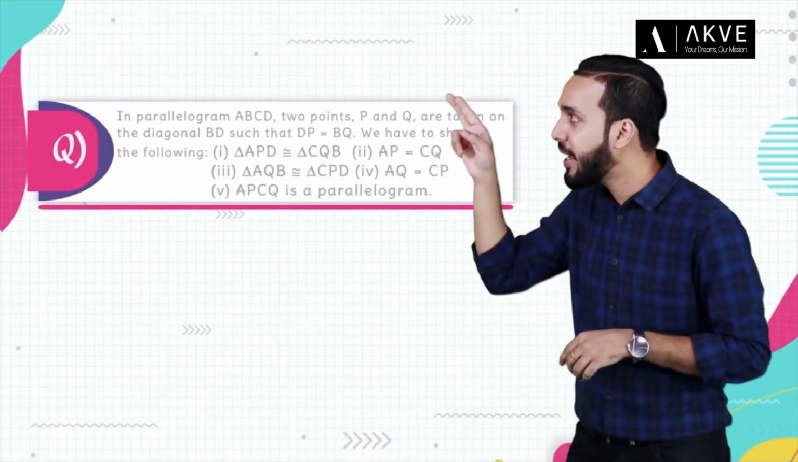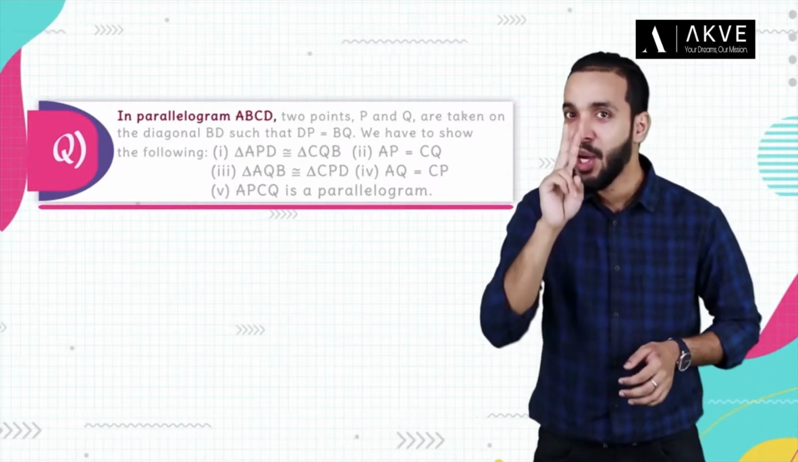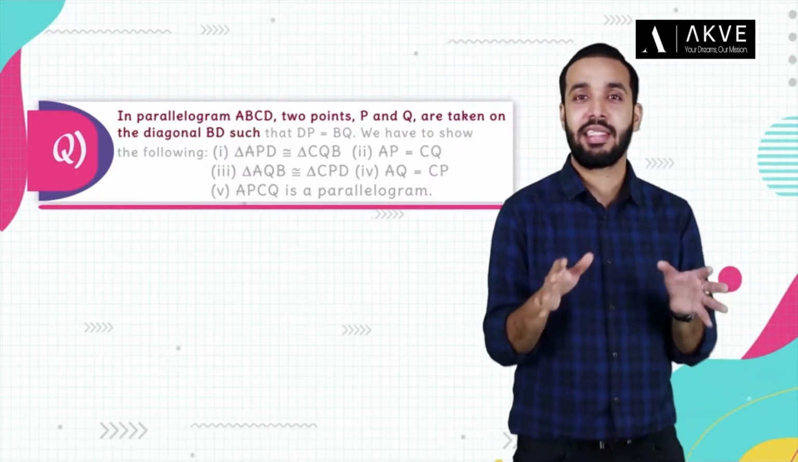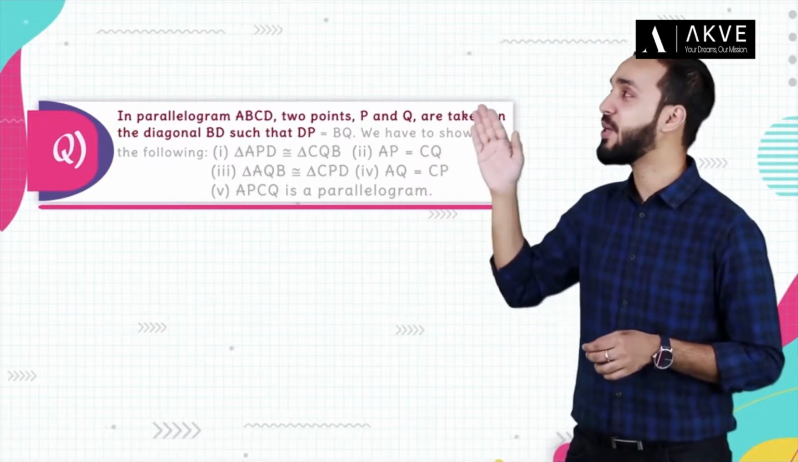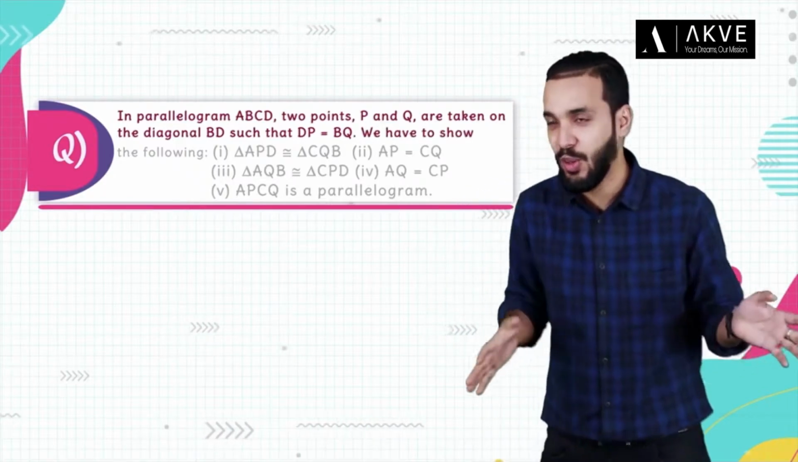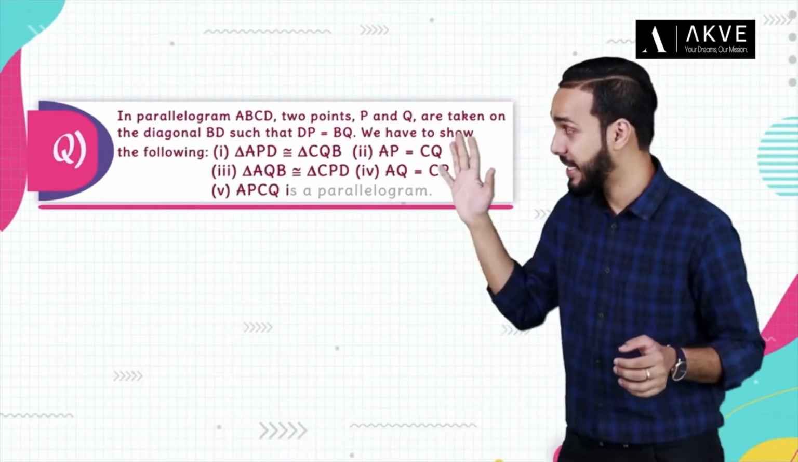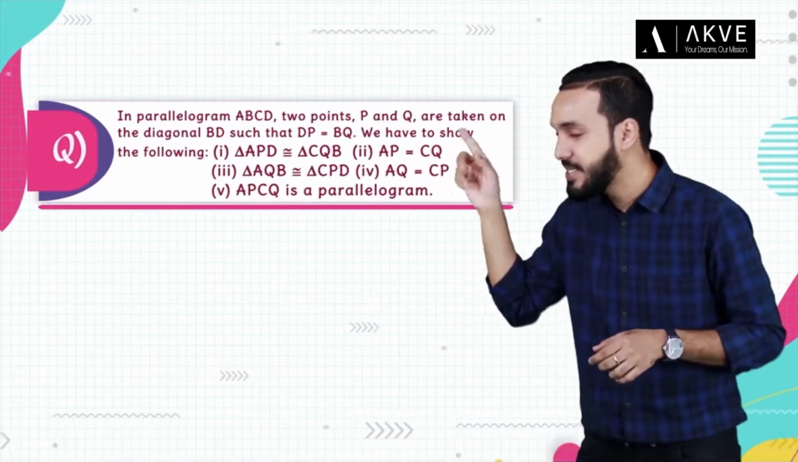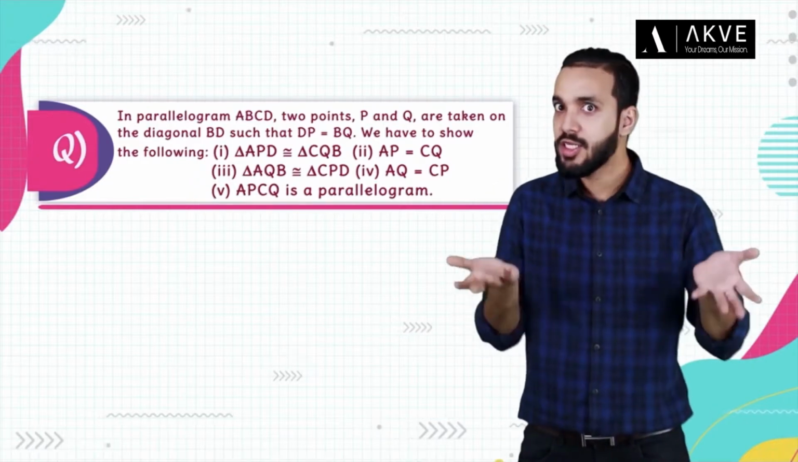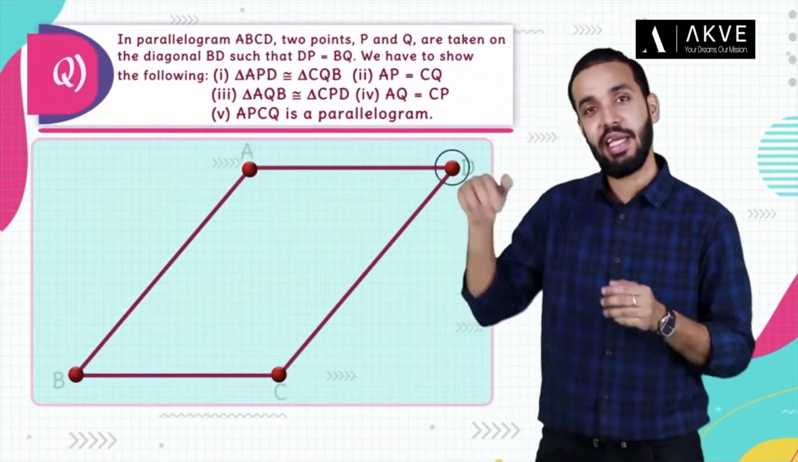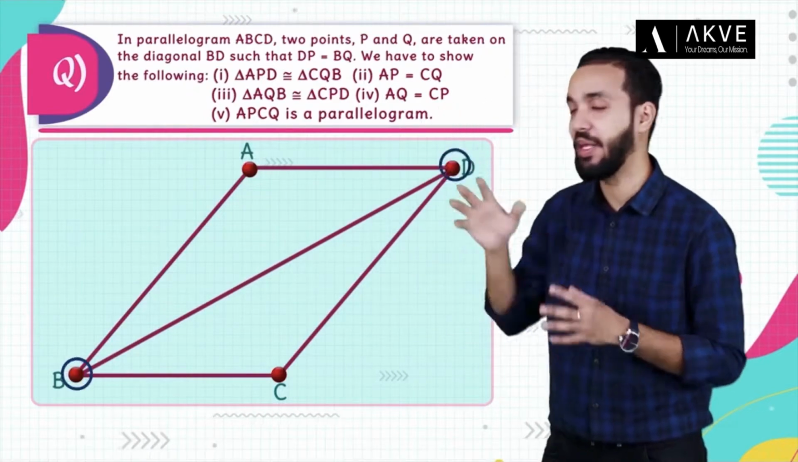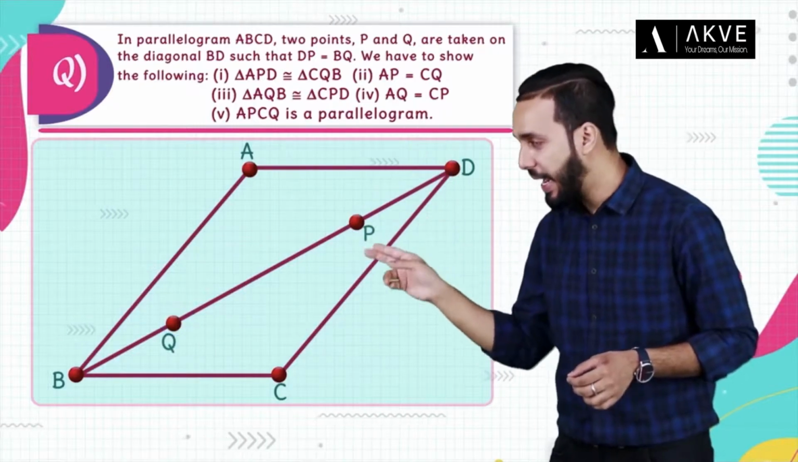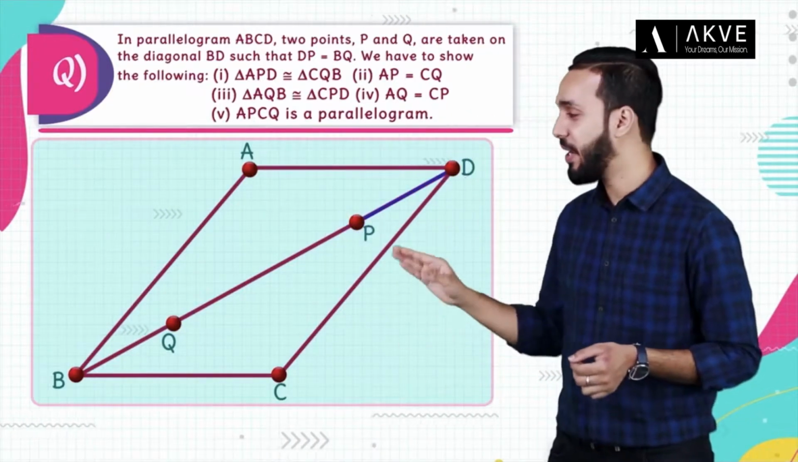It states that in parallelogram ABCD, 2 points P and Q are taken on the diagonal BD such that DP is equal to BQ. And we have to show the following. Quite a list, huh? Let us first draw the diagram for this question and then solve these one by one. So, we first make a parallelogram ABCD and then draw out its diagonal BD. Now, on BD, we mark 2 points P and Q such that DP is equal to BQ.